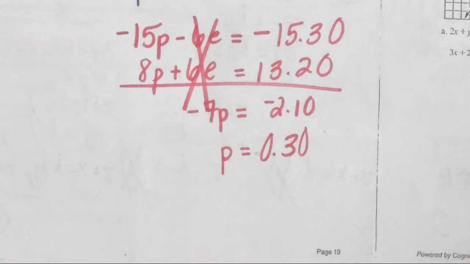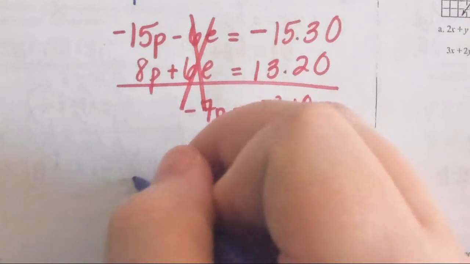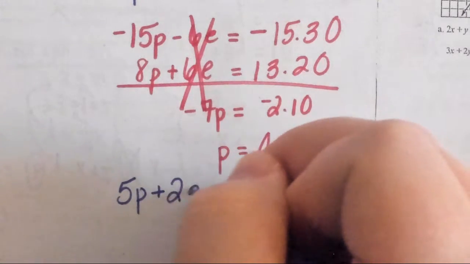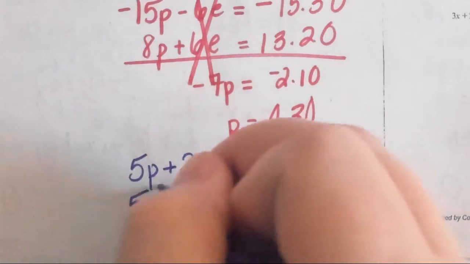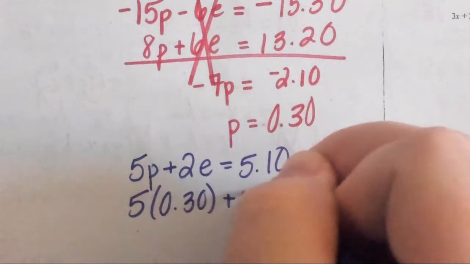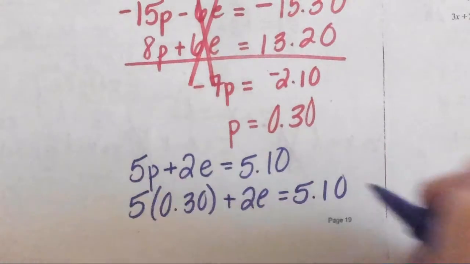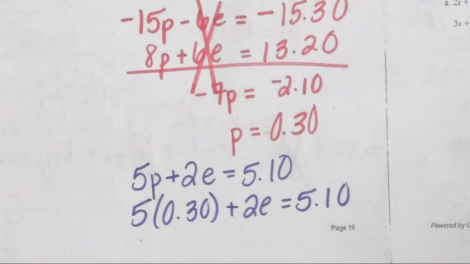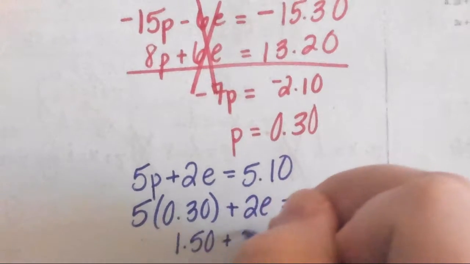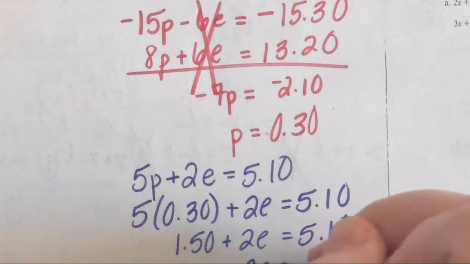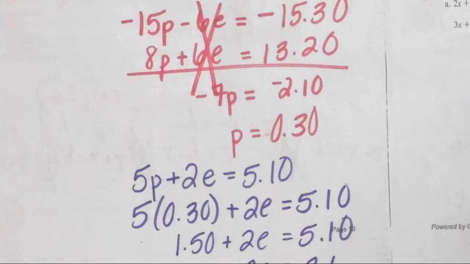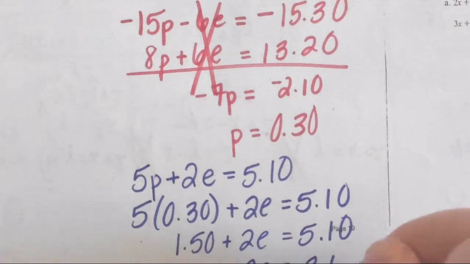Now, we've still got to solve for the price of a pen, so we can plug it in either equation. I'm going to go back to that top one, the original, 5p plus 2e equals 510. I now know the price of a pencil. I can solve this equation and figure out the price of a pen. That's 1.5 plus 2e equals 510. 510 minus 1.5. I get 2e equals 3.6. I get e equals 1.8.